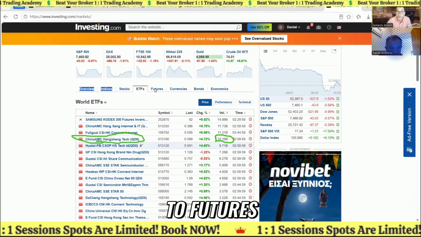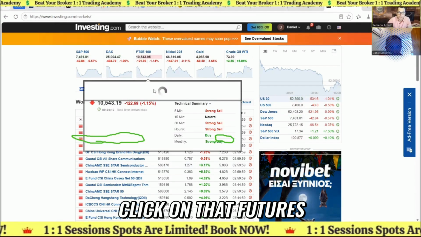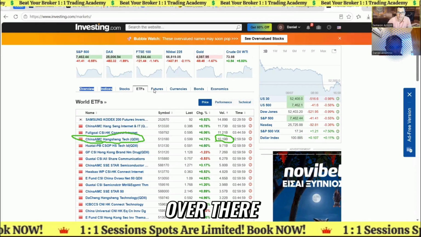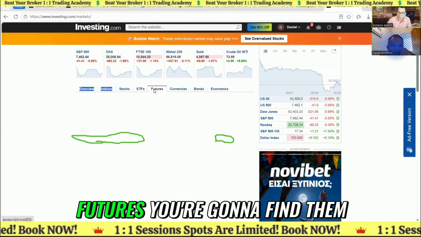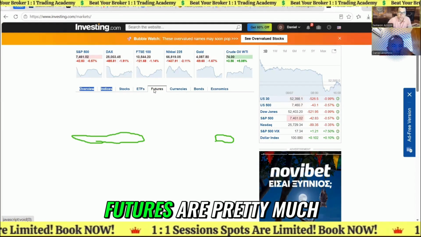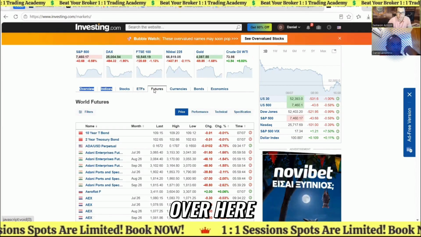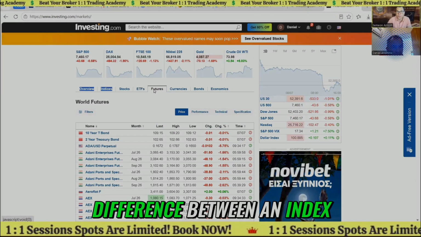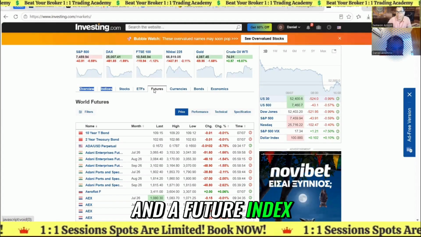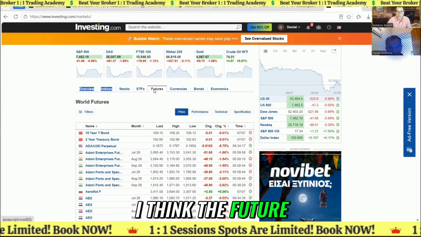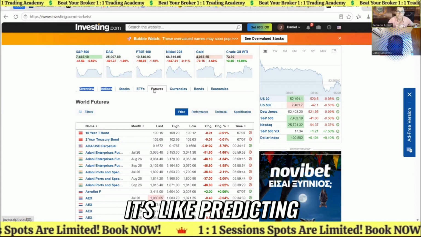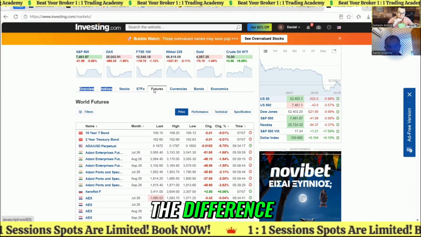And then we go to futures. Click on futures, where you see futures over there. And you see on futures, you're going to find that futures are pretty much similar to indices. If you can see over here. Do you understand the difference between an index and a future index? I think so. I think the future is like predicting the difference on the prices.